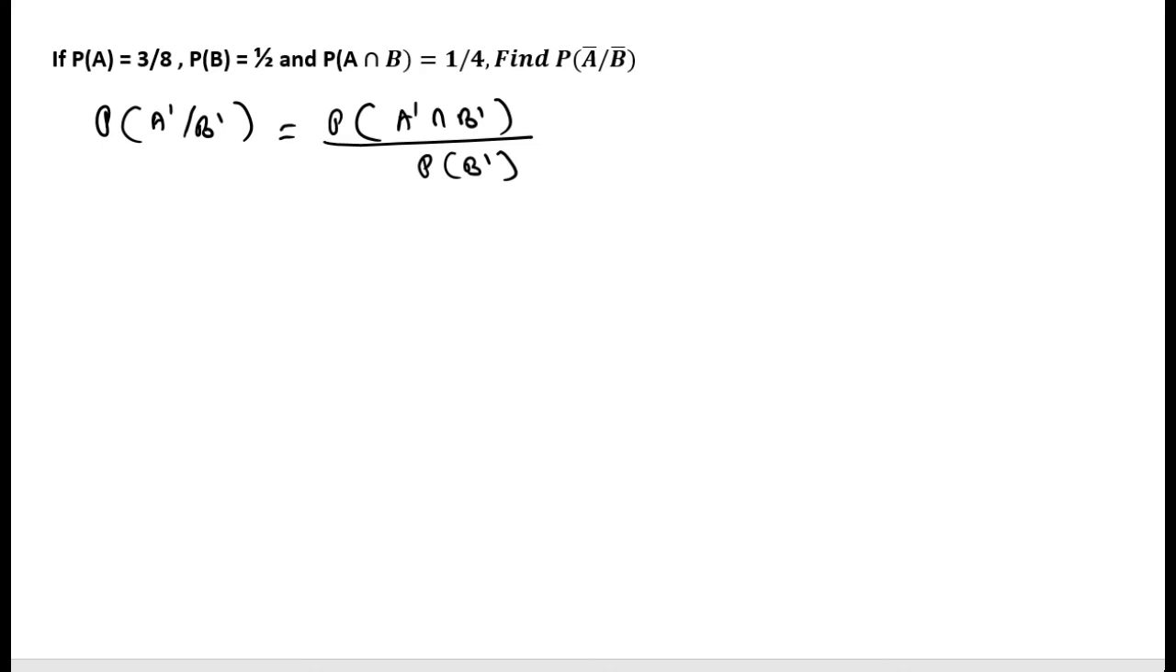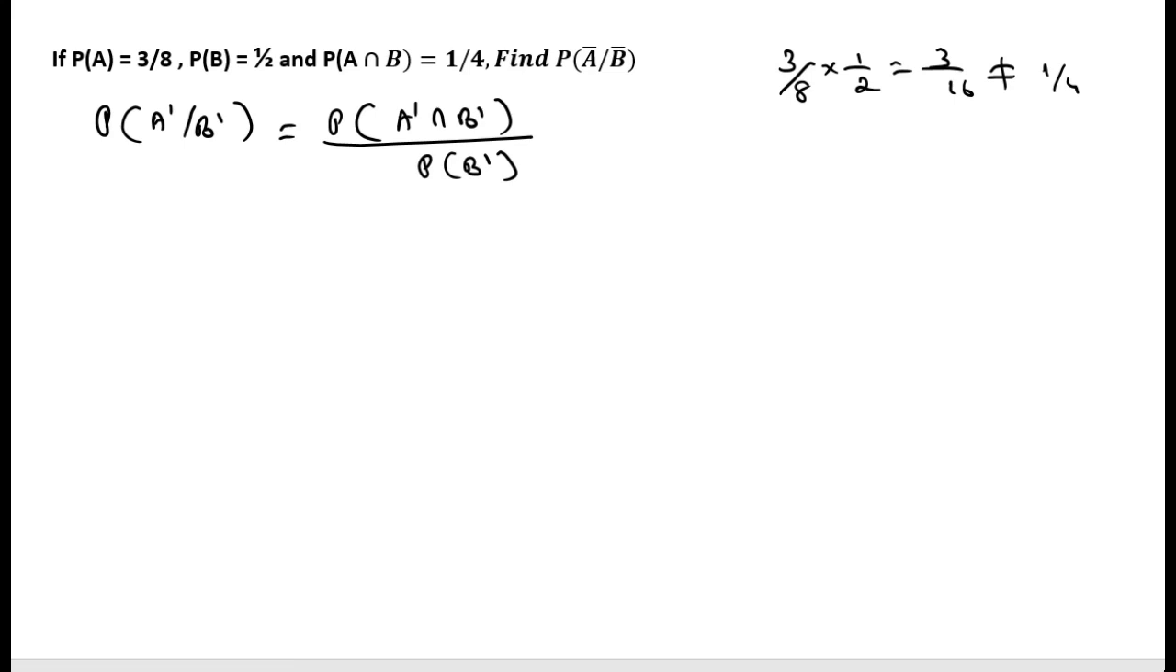Next question. Probability of A is given, probability of B is given, probability of A intersection B is given. You want to find A bar given B bar. Definition again: A complement given B complement equal to probability of A complement intersection B complement divided by probability of B complement. Now here see, if you multiply 3 by 8 into 1 by 2, that is 3 by 16, not equal to 1 by 4. So this is not independent. It's dependent. So we can't apply that property here.